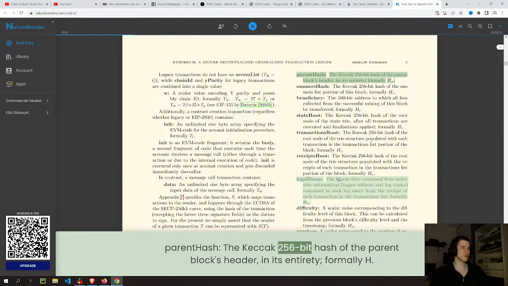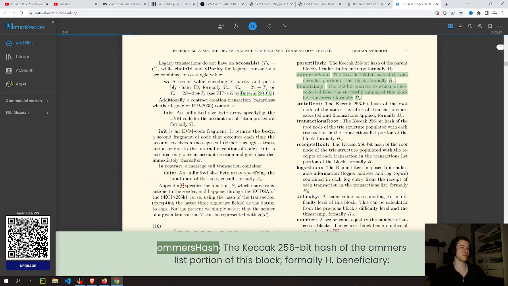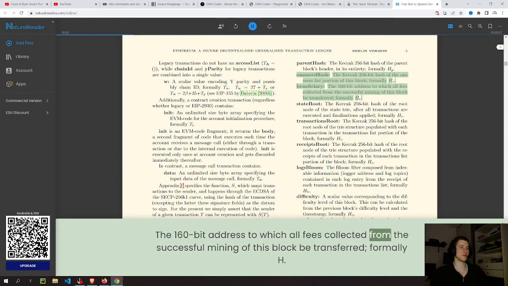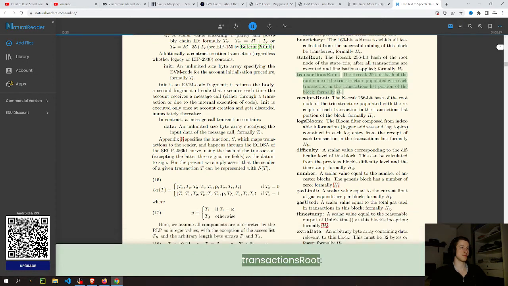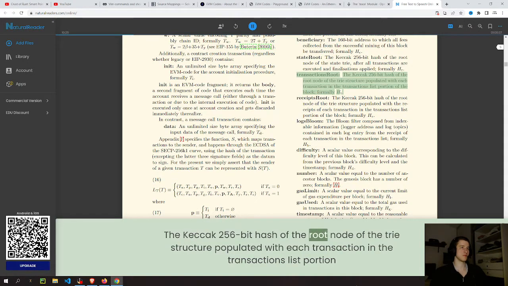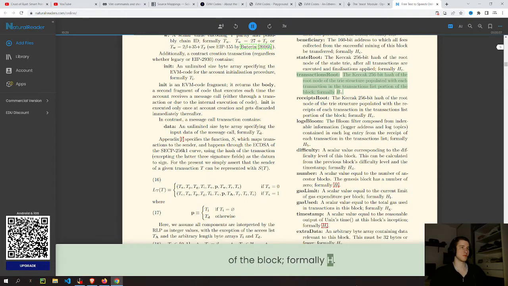Parent hash, the Keccak 256-bit hash of the parent block's header, in its entirety, formally H. Ommers hash, the Keccak 256-bit hash of the ommers list portion of this block, formally H. Beneficiary, the 160-bit address to which all fees collected from the successful mining of this block be transferred, formally H. State root, the Keccak 256-bit hash of the root node of the state tree, after all transactions are executed and finalizations applied, formally H. Transactions root, the Keccak 256-bit hash of the root node of the tree structure populated with each transaction in the transactions list portion of the block, formally H.